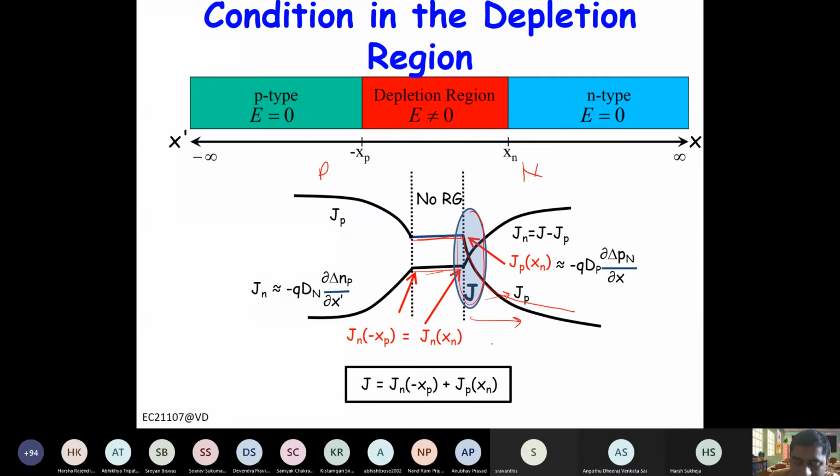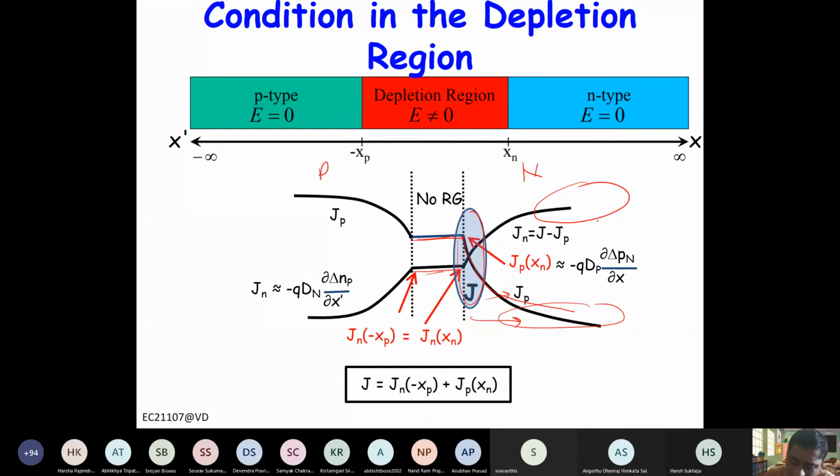But as you move away from the junction, the minority carrier concentration is reducing, right? So the minority carrier concentration, after a few diffusion lengths, reduces. It becomes almost the same as the background concentration. So now here it will again be the drift current. Now you may ask that for this drift current, some electric field should be there, right?